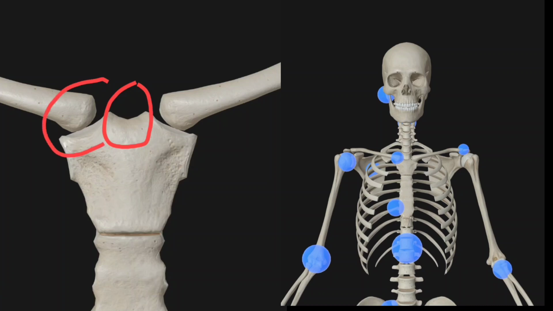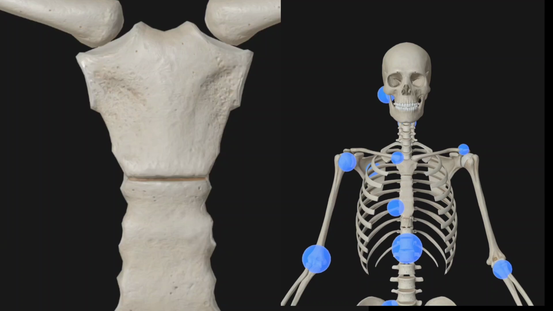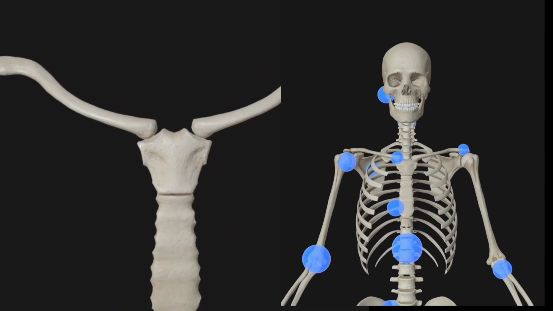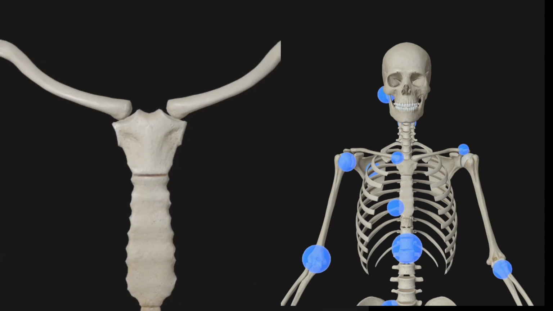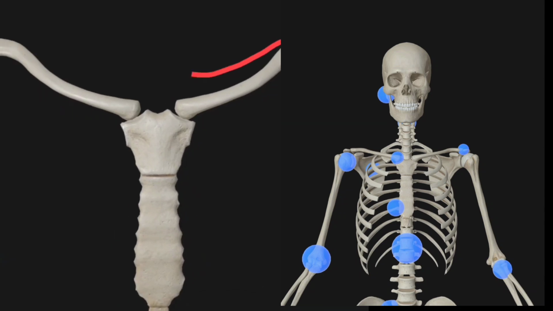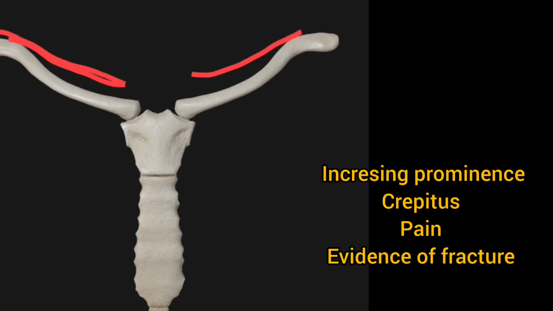Next is the sternoclavicular joint. This is easily palpated. Instruct the patient to shrug the shoulder. Thereby, we can easily palpate the sternoclavicular joint. Then next is the clavicle. By moving the fingers laterally from the sternoclavicular joint, we palpate the clavicle. If there is any increased prominence, crepitus, or pain, that is evidence of a fracture. So the level of the clavicle we have to palpate like this.